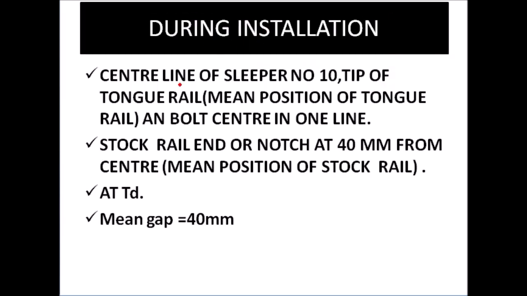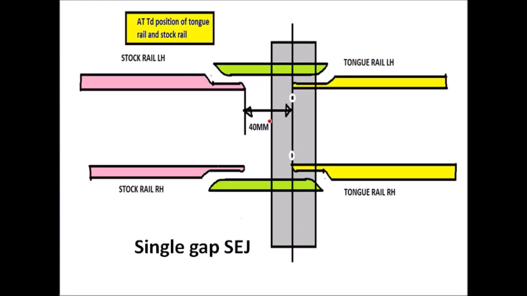So during installation we have to see this thing: center line of sleeper number 10, tip of tongue rail, and bolt center should be in one line, right? What does this mean? If you have seen this diagram, this is the sleeper and this is the center line of sleeper, this is the center of the bolt, this white spark is called center of the bolt. Now if you draw a line, the tongue rail tip should touch this line. That's how SEJ should be fixed.